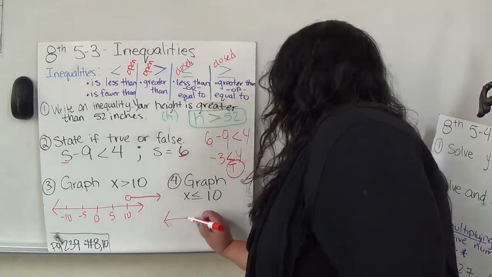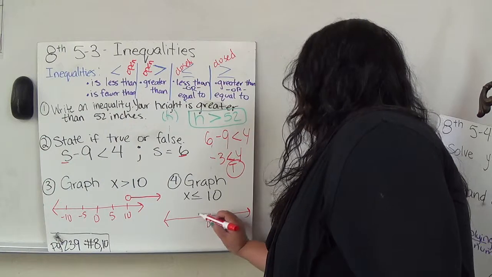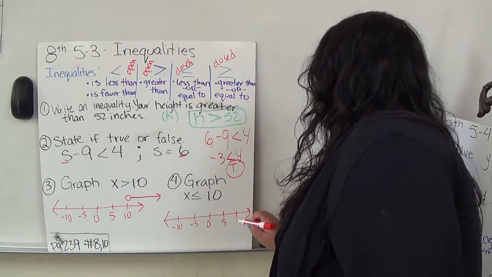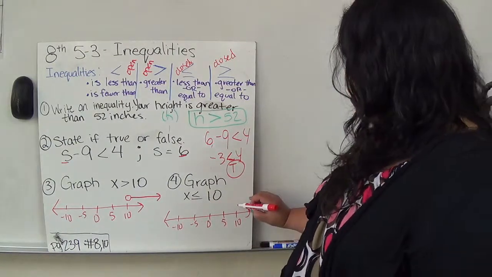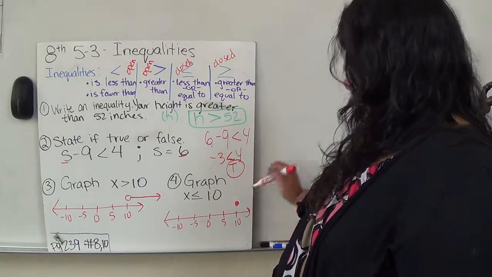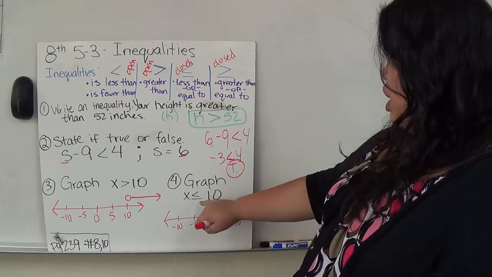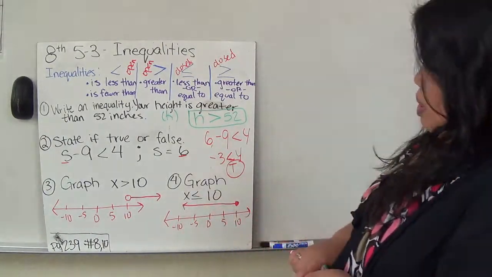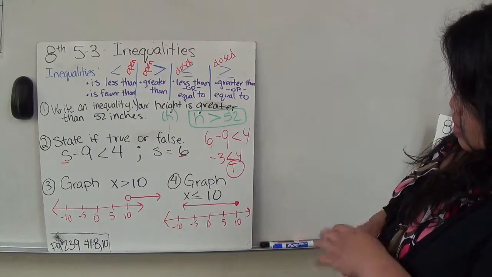Now in this case, because there's a line underneath, that means 10 could be one of the values. And it's talking about all of the x's that are less than 10. So I'm going to go to the left to represent less than 10.